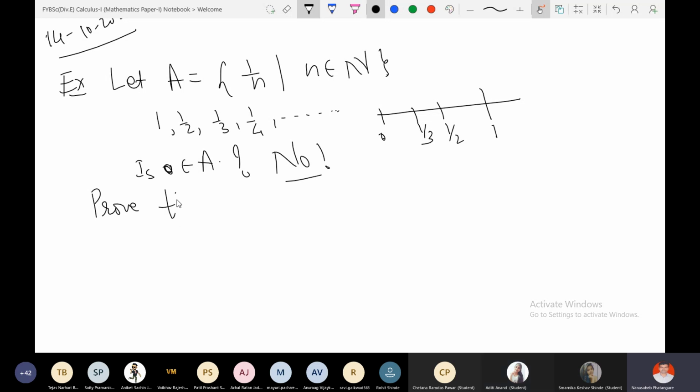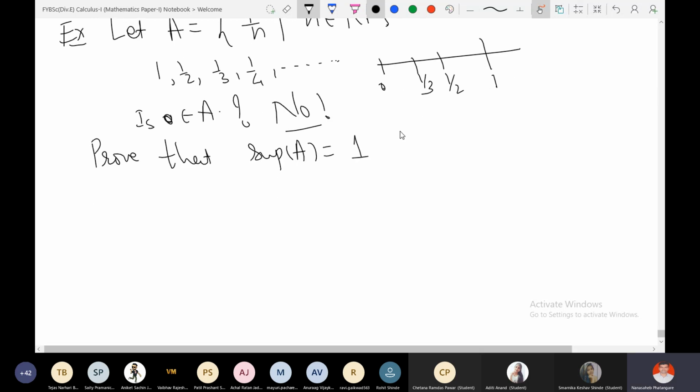So prove that the supremum of A is equal to 1. So the supremum of A is 1 and the infimum of A is 0. So how to prove this?